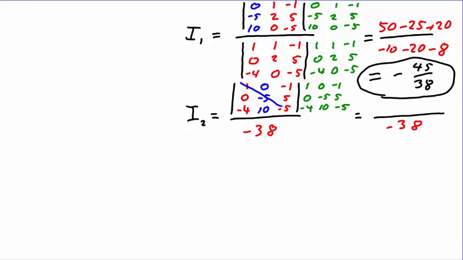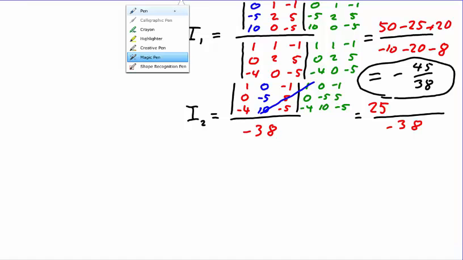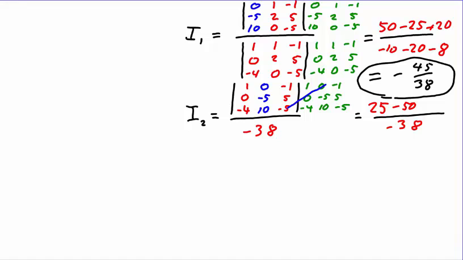The first positive diagonal gives us a total of 25. The second positive diagonal gives us a 0, and so does the third positive diagonal. Moving on to the negative diagonals, we see that the first negative diagonal gives us a product of 50, and we must, of course, subtract this 50. The second negative diagonal gives us a 0, and the third negative diagonal gives us negative 20. Subtracting negative 20 is the same thing as adding 20, meaning that we then get the result for current I2 being positive 5 over 38, meaning that the I2 arrow in our figure was actually drawn in the correct direction.